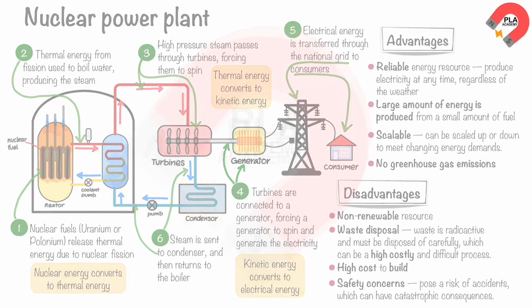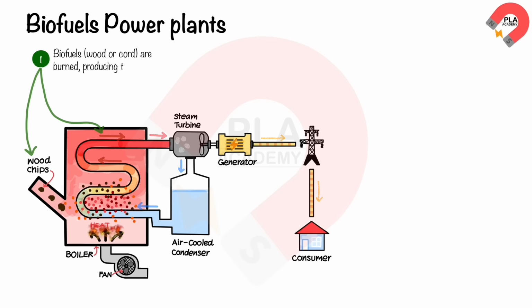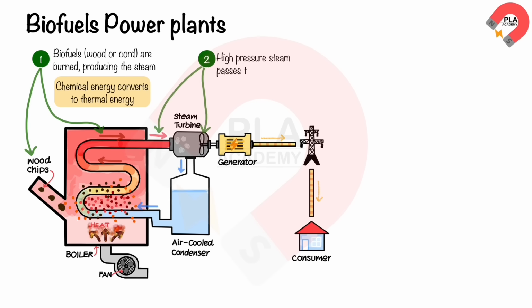Biofuel or biomass power plant. Biomass, such as wood or cork residues, is burned to boil water, producing steam. This converts chemical potential energy of biomass into thermal energy, which is stored in the steam. The high-pressure steam passes through turbines and forces them to spin. This converts the thermal energy to kinetic energy, which is then stored in the turbines.